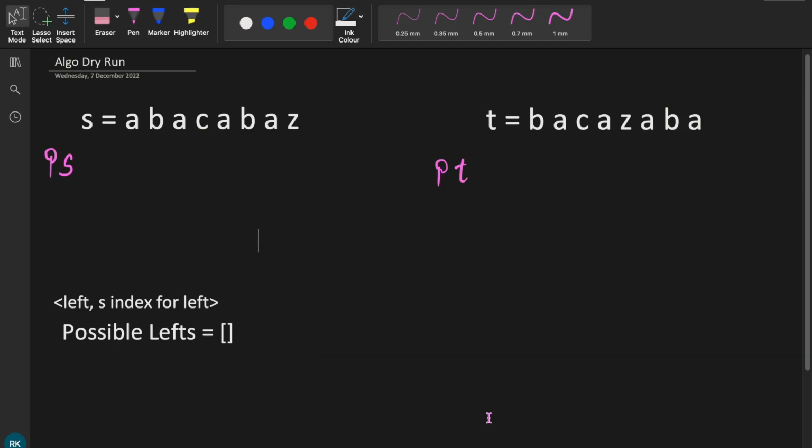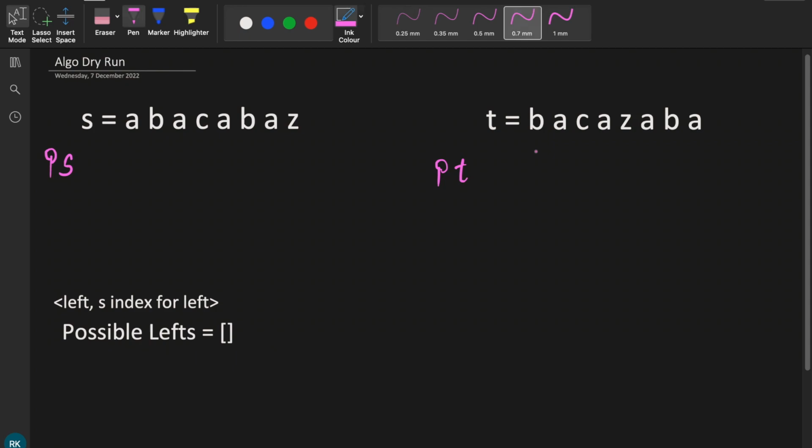So we have two pointers, PS and PT. PS is pointing to the S string and PT is pointing to the T string. I have also created this vector, or array, called possible lefts, and it is storing pairs. The first part of the pair is the actual left, that is the starting of the substring which we are going to remove, and the second is the S index for that left.